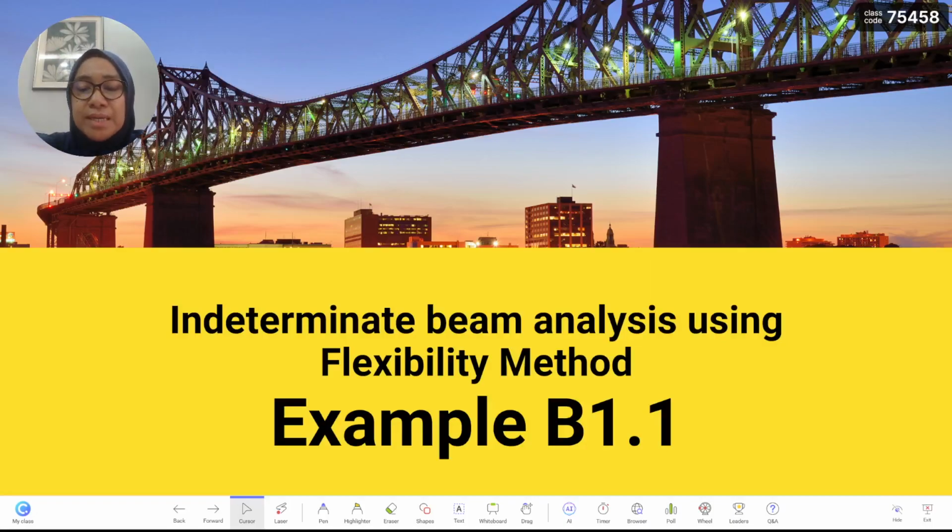Assalamualaikum. Hi everyone. In this video, we are going to do one beam example analysis of an indeterminate beam using the flexibility method. In this example, I will focus on one redundant beam. Let's look at the example together.